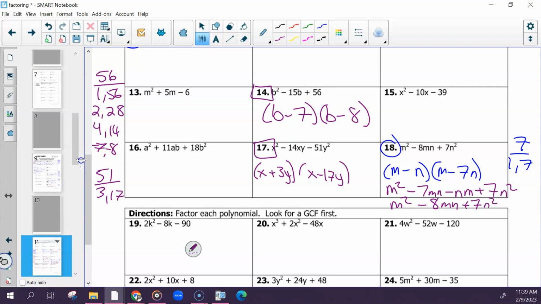If you wanted to multiply it back out to double check, you should get the same answer. I'm not going to do that for the sake of time. Okay. Questions on that one?